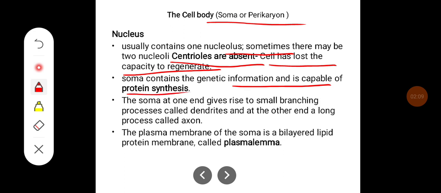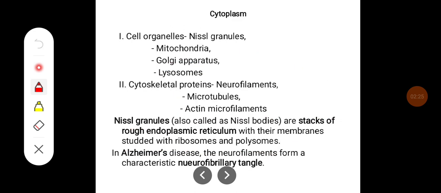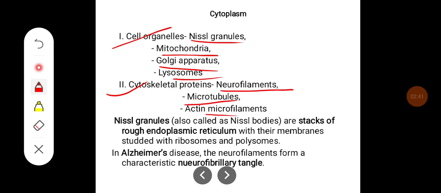The soma at one end gives rise to small branching processes called dendrites, and at the other end a long process called axon. The plasma membrane of soma is a bilayered lipid protein membrane called plasmalemma. Cytoplasm contains cell organelles, which include Nissl's granules, mitochondria, Golgi apparatus, and lysosomes, and it also has cytoskeletal proteins, which are neurofilaments, microtubules, and actin microfilaments.